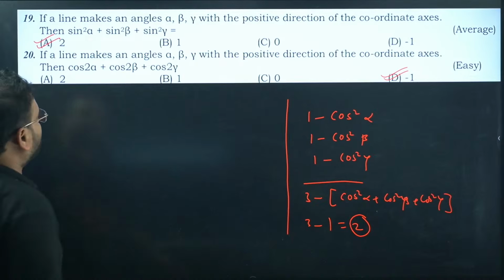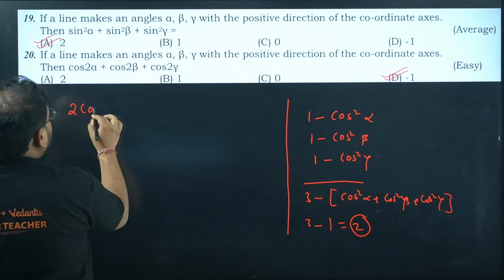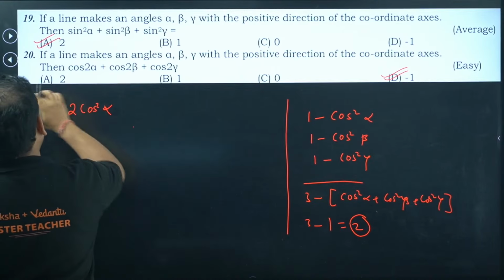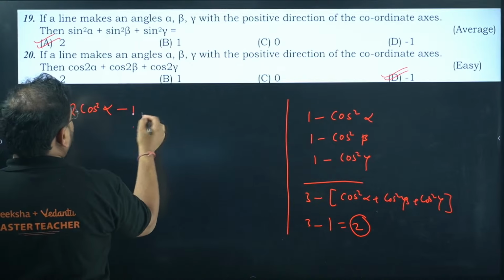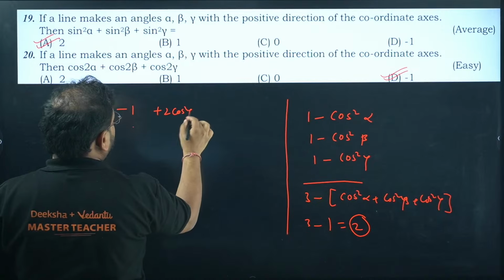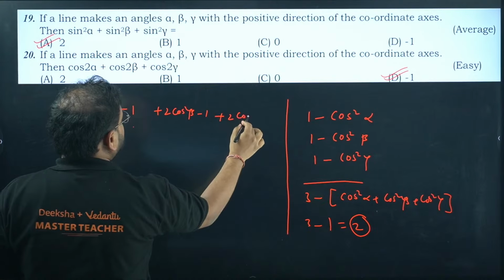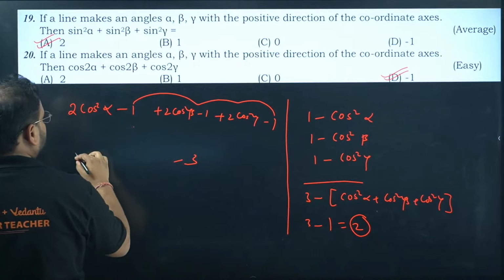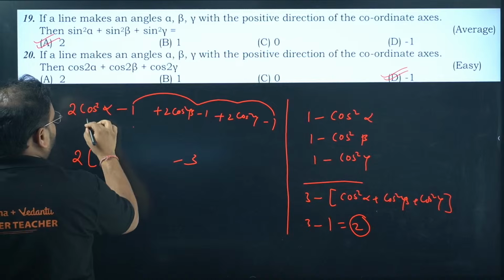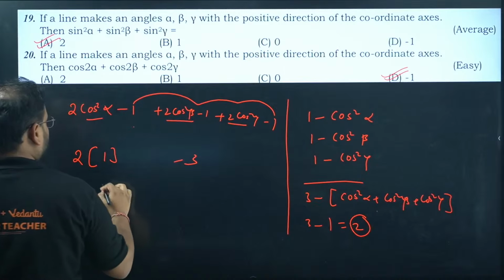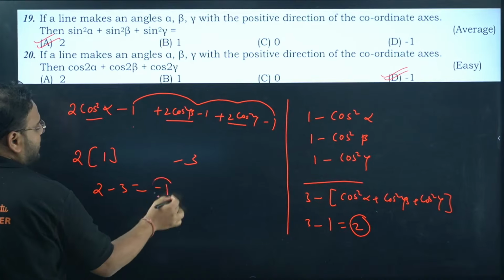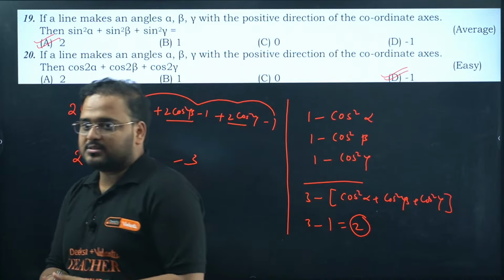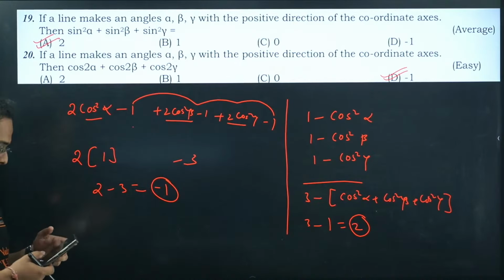Cos 2 alpha, cos 2 beta, cos 2 gamma will have 2 times cos square alpha, minus 1, plus 2 cos square beta minus 1, plus 2 cos square gamma minus 1. Club the minus 1s together. We have minus 3 over here, and take 2 common. We'll have this as 2 times cos square alpha plus cos square beta plus cos square gamma. So 2 minus 3 is what? Minus 1. Hence the option D. All of your friends gave the comment. Please check. The answer should be option D.